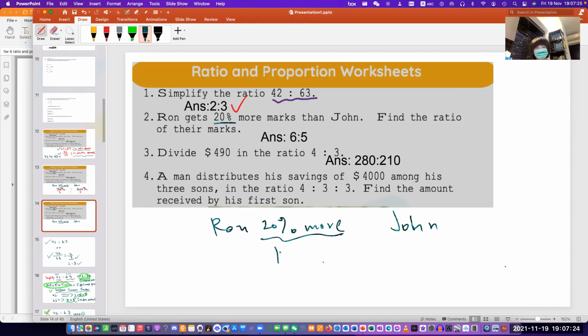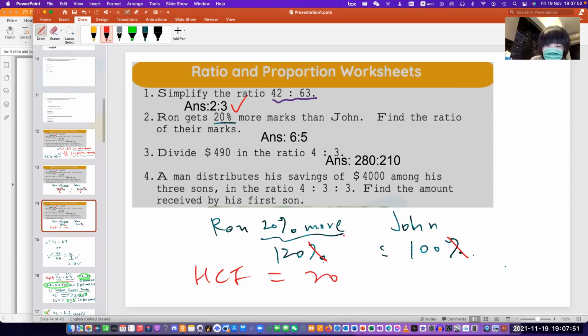And you get the 120% over here, and then you get the 100% over here. So between the 120% and 100%, the first step is you can delete the percentage first. And then what is common? What's the HCF between these two numbers? The answer is 20. So if the HCF for these two is 20, you just need to divide by 20 on both sides. And therefore, you get 6 here and you get 5 here. So that's why you get.